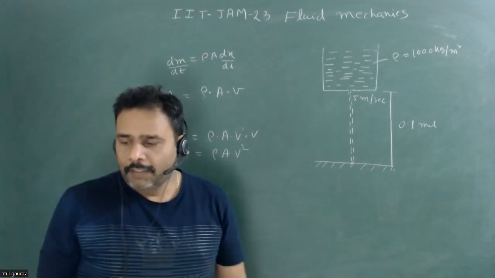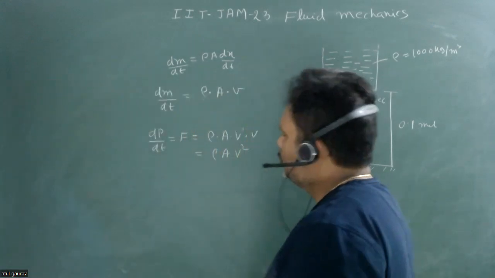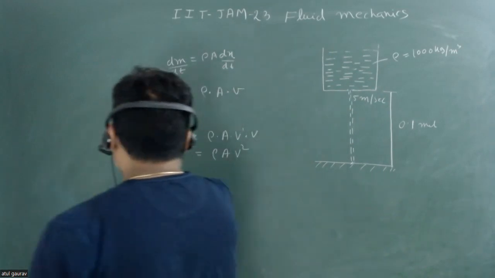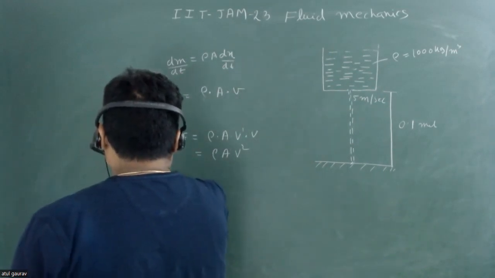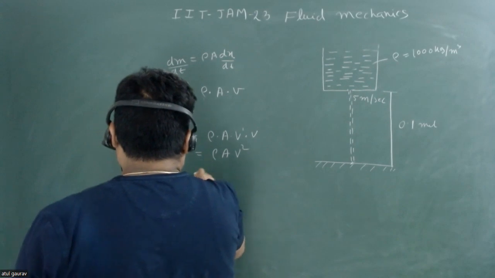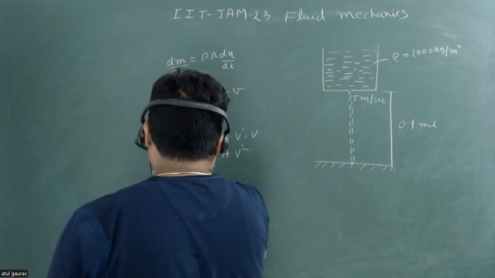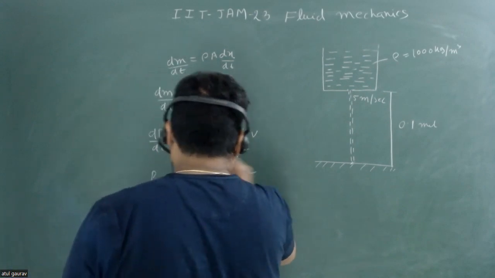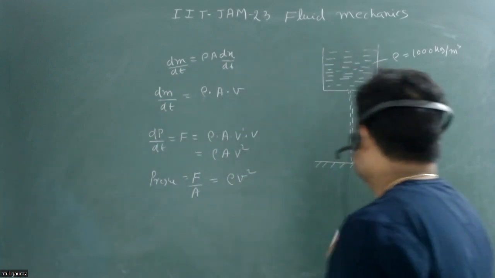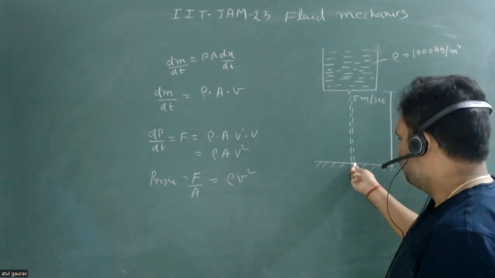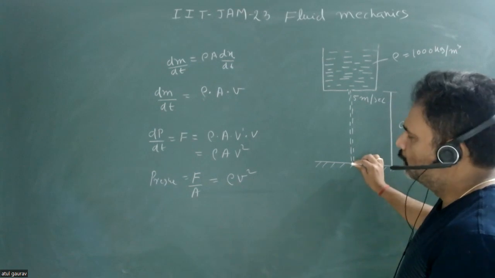And we have to calculate pressure, and we all know that pressure is nothing but force per unit area. So pressure is equal to force per unit area, and that value is equal to rho into v square. And this v is the velocity of water when it is just going to touch the surface.